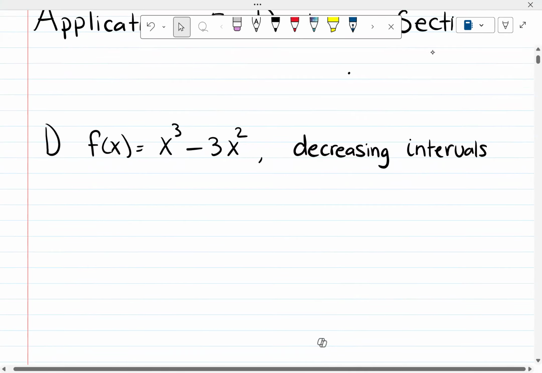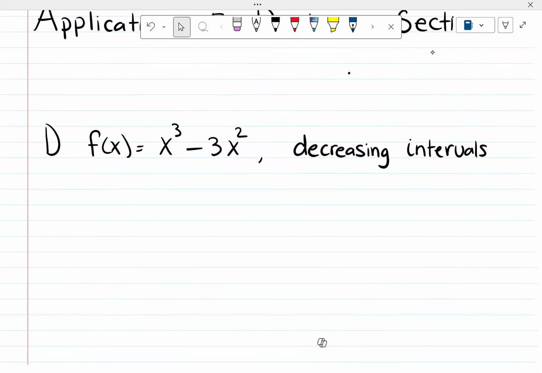So question one, we have this polynomial, f of x equals x cubed minus 3x squared, and we have to figure out where it is decreasing, or where f prime of x is less than 0. So we have to find the intervals where it's decreasing. What we first have to do is find our critical values by first finding f prime of x. So the derivative of x cubed is 3x squared. The derivative of negative 3x squared is negative 6x to the 1.